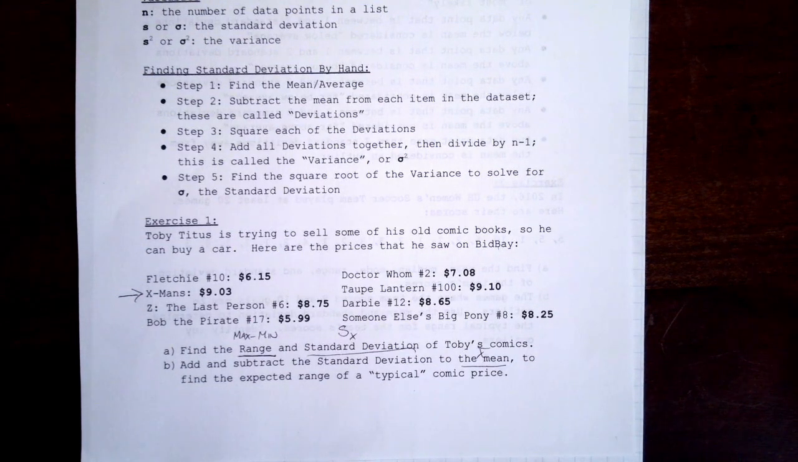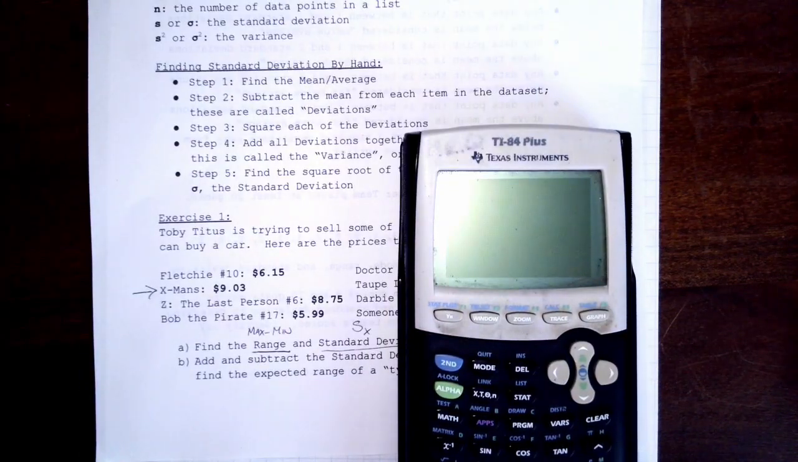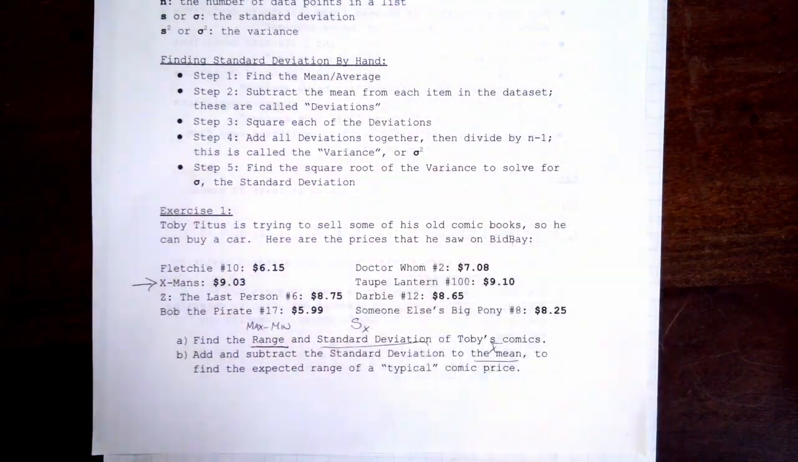So we're going to look a little bit at using the calculator to help show some of our work when we are asked to find the standard deviation by hand. We'll only have a little bit where we're asked to find it by hand, but this one is going to take a few extra minutes here, even with the calculator.